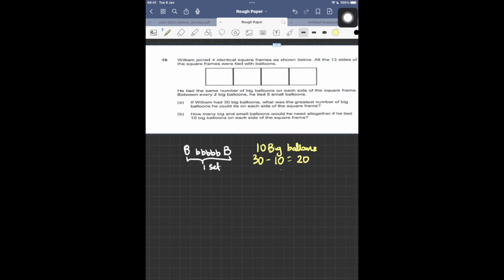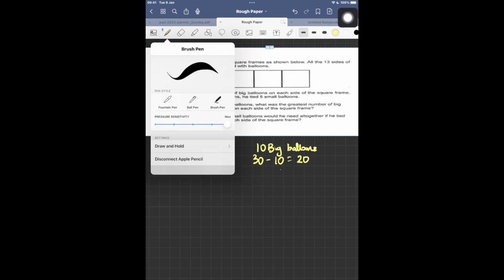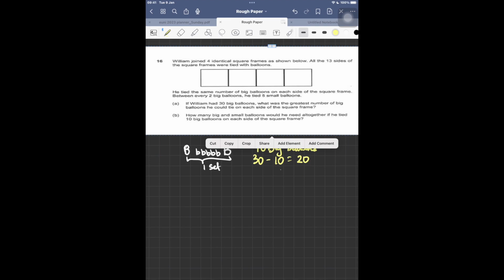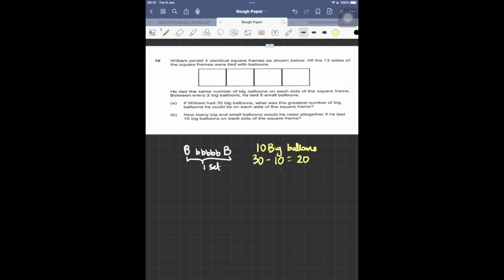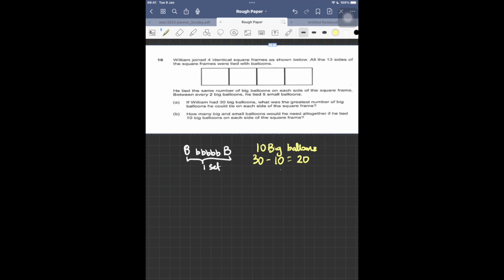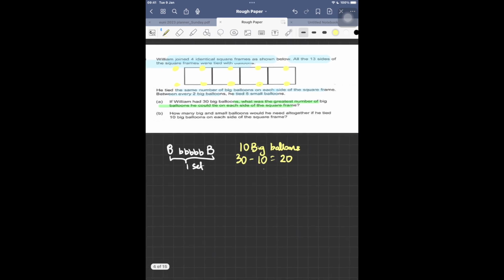And how many sides do we have? We have 13 sides. Correct? So 20 divided by 13, I have 1 with a remainder of 7. So 20 divided by 13, right? So this remainder is 7. That means I can tie 1 more big balloon at each side.